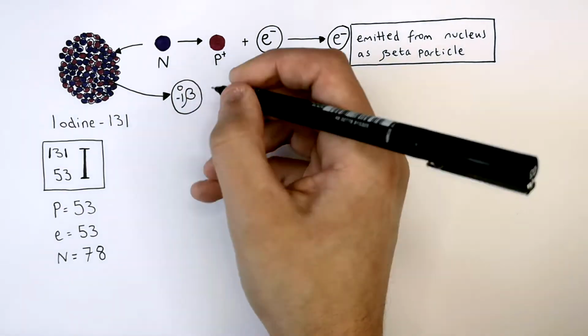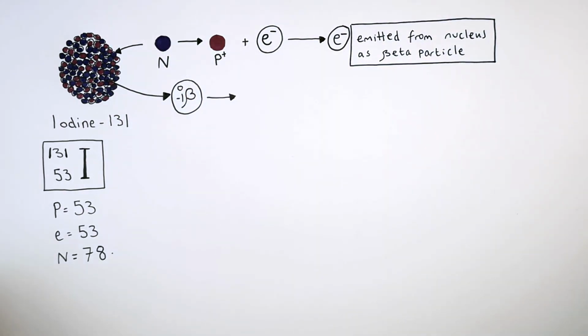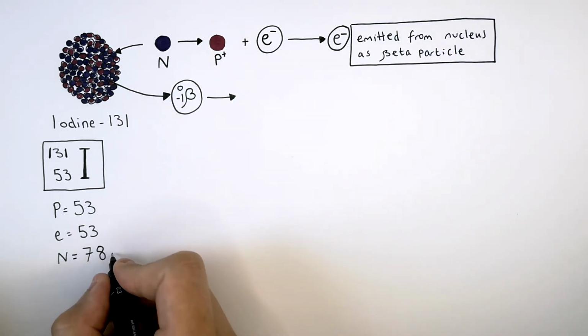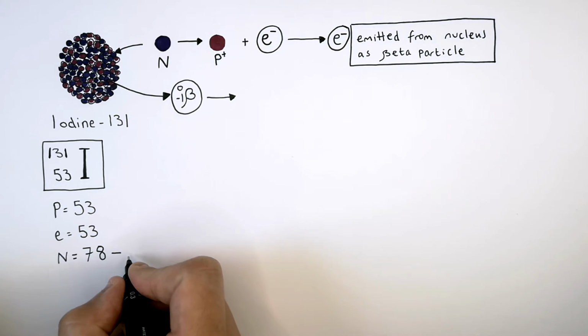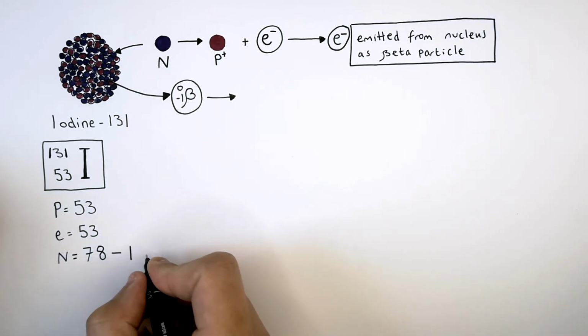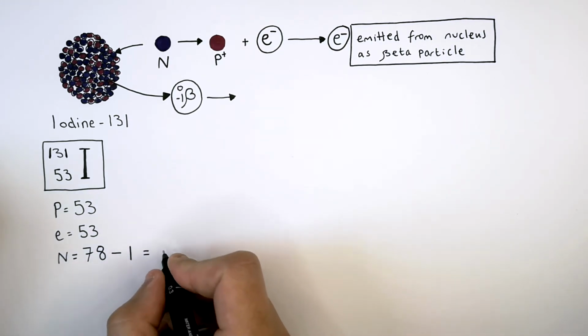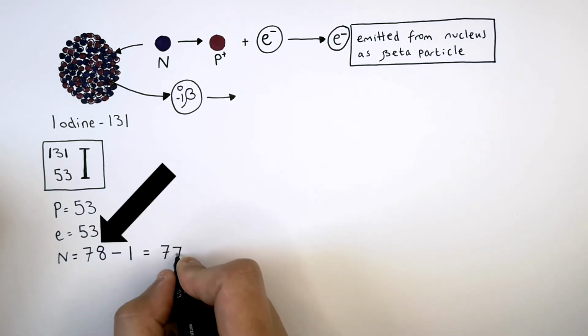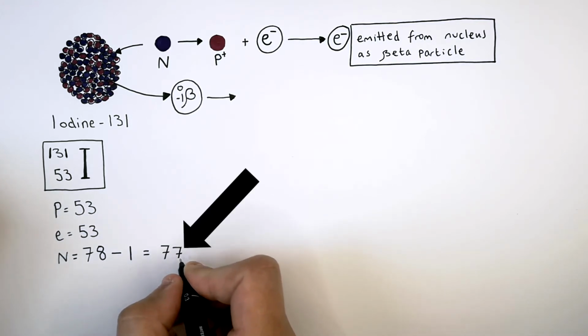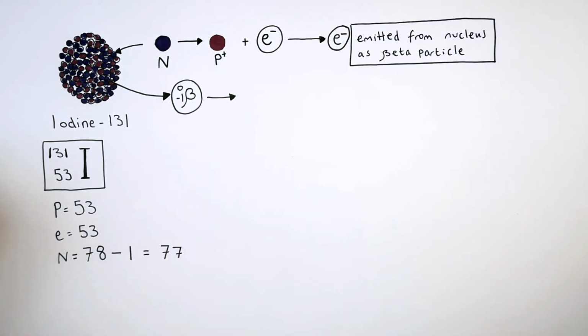Let's now look at what happens to the number of protons, electrons, and neutrons in the nucleus during and after beta decay. So we started off with an iodine-131 nucleus with the number of neutrons as 78, but remember, we are going to have the neutron number decrease by 1. So you're going to go from 78 neutrons to 77 neutrons.